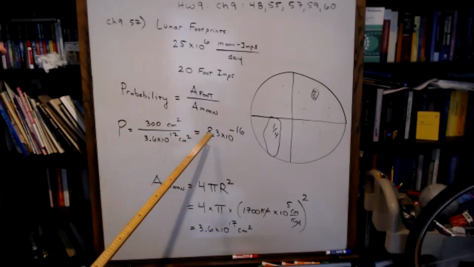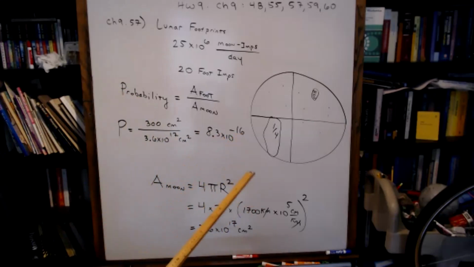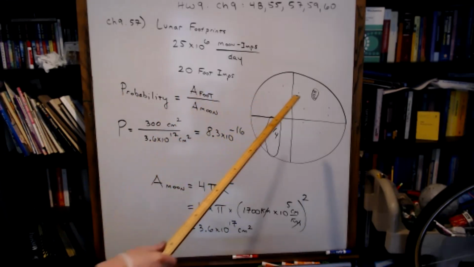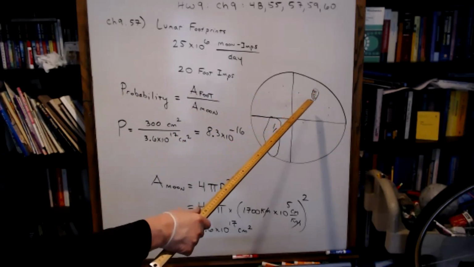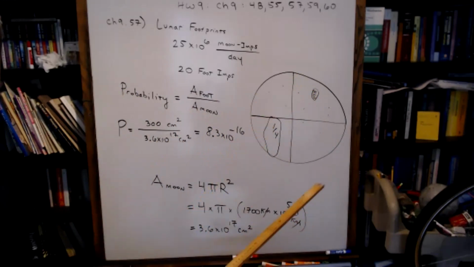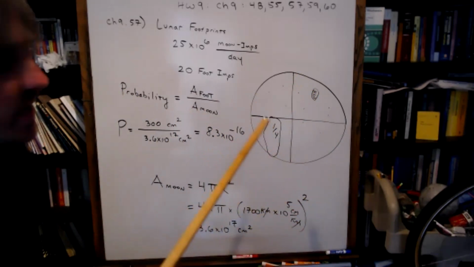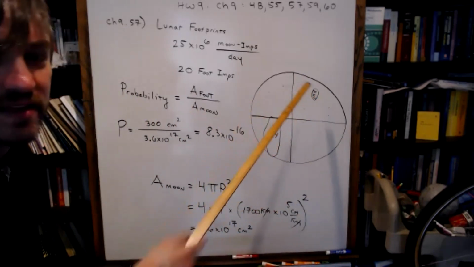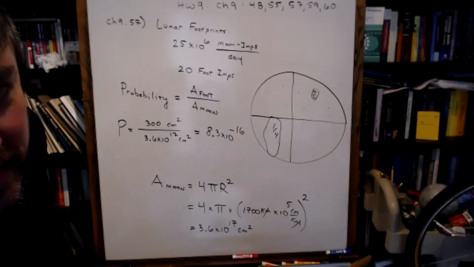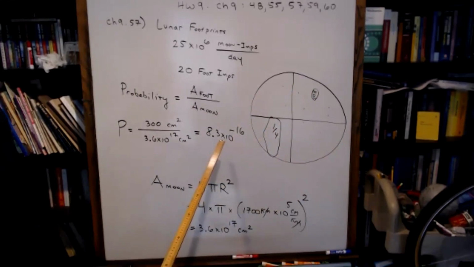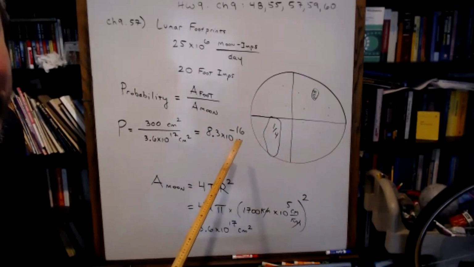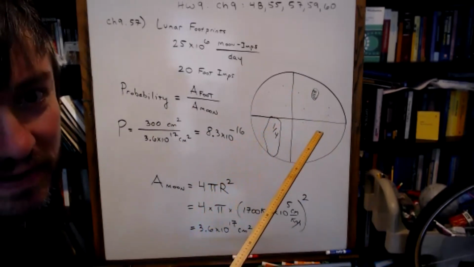I ask again, what does this mean? 8.3 times 10 to the minus 16. That's the probability that one of the particles will hit the footprint. It's a super small probability. A single micrometeorite can land anywhere on this moon. The chances it's going to hit Neil Armstrong's footprint is not exactly 0, but it's getting pretty close at 10 to the minus 16, right?